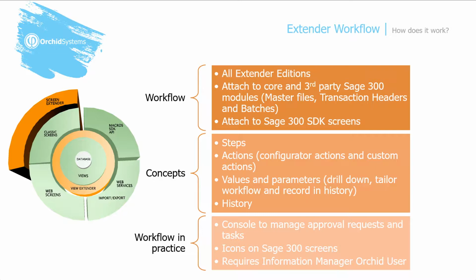In practice, you have a console to manage your approval requests and your tasks. You can also use an icon on Sage 300 screens if you are configured as an ORCID user. For custom actions, you require Extender Customizer or Developer Edition.